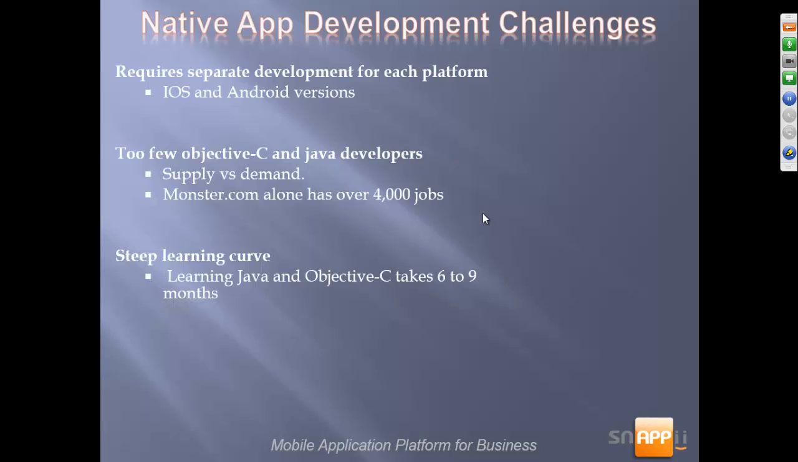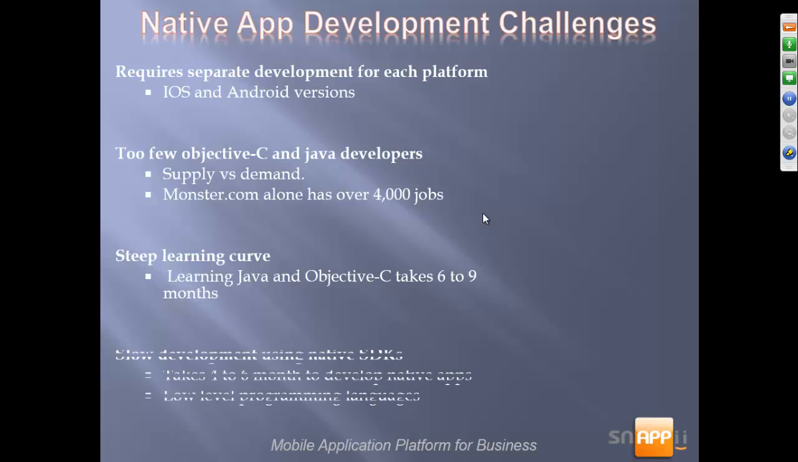Third issue is retraining, right? Your learning curve is very steep. If you take your existing programmers that haven't built Objective-C or Java apps, you're looking at anywhere from 6 to 9 months for people to become fairly proficient in being able to develop with these technologies. So that adds significant time.